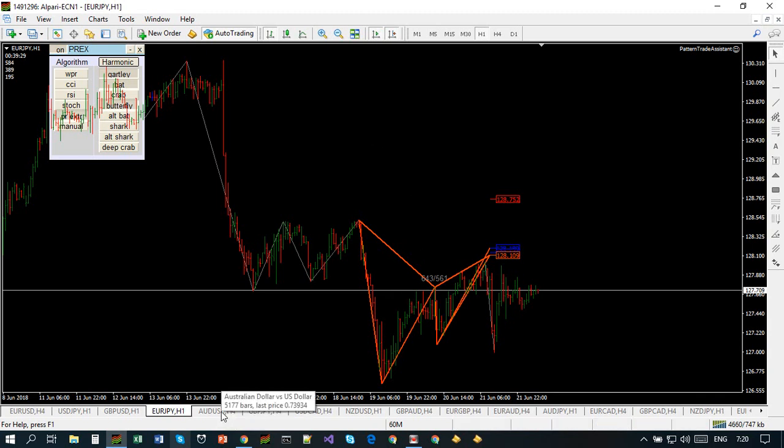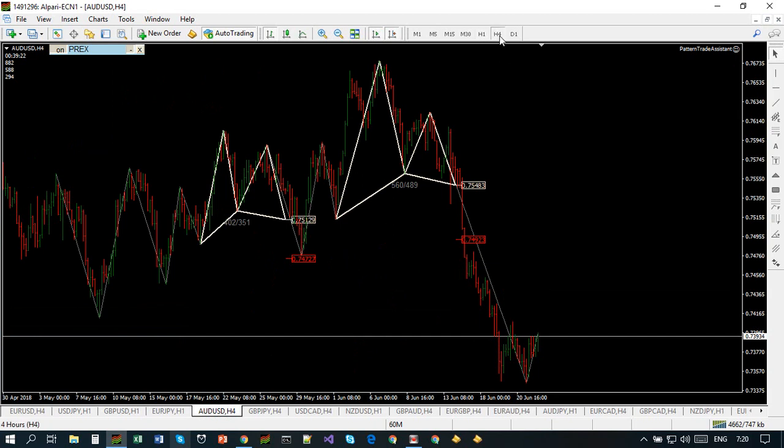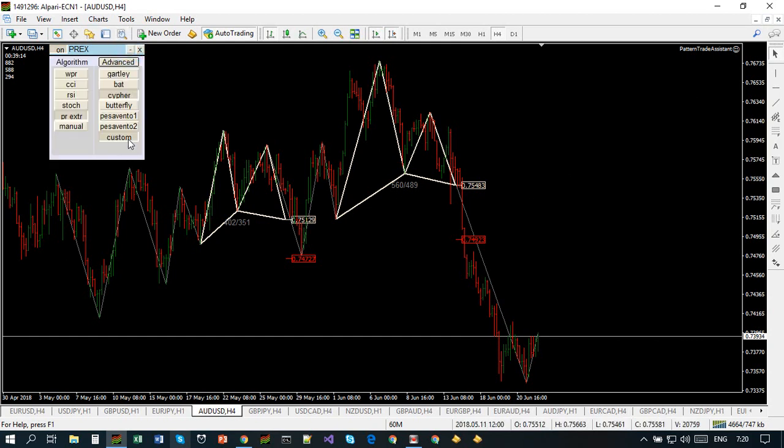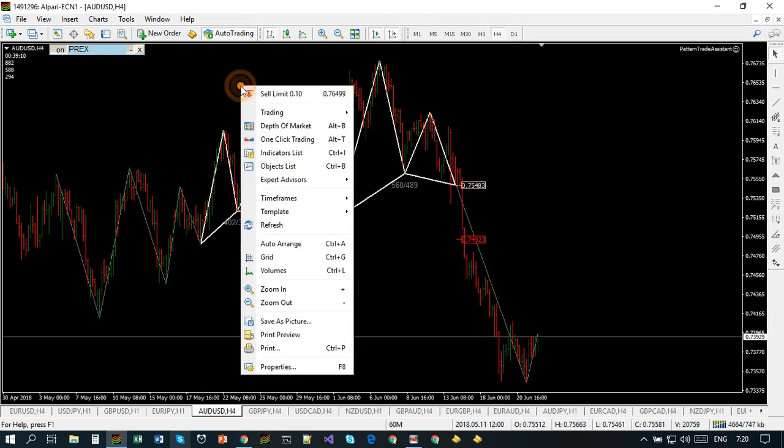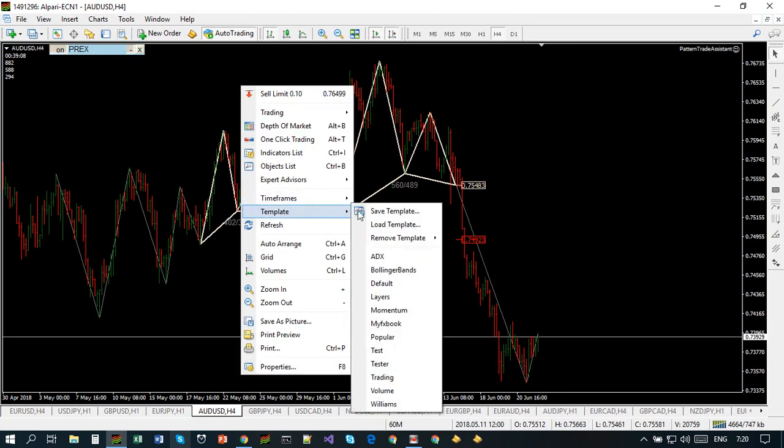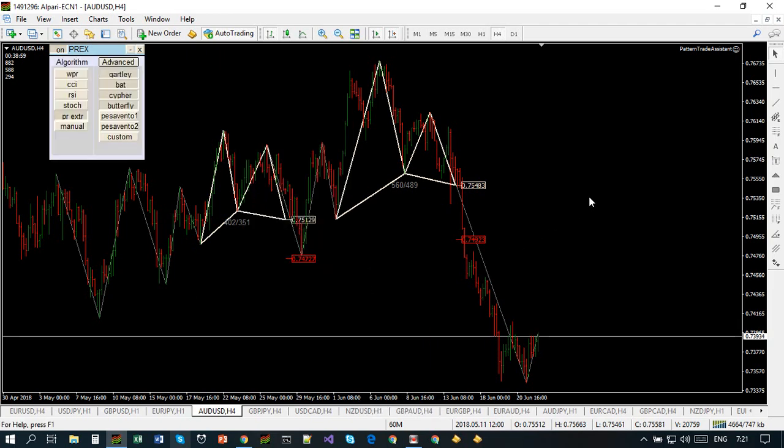Okay, I hope that you write it down, what patterns to look at, what are the patterns that can be traded, and you should note that some of them are harmonic patterns, some of them advanced patterns. That's why if you are a harmonic trader, you shouldn't trade advanced patterns, and if you are an advanced pattern trader, you shouldn't trade harmonic patterns. So don't mix the two approaches. Okay, right now I simply load the default template, and it looks this way.